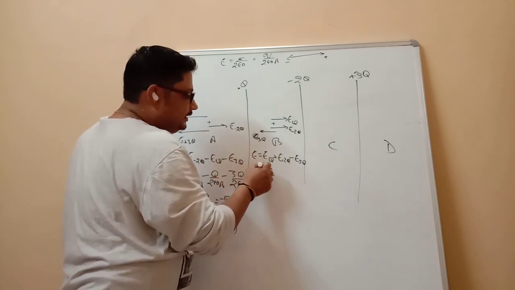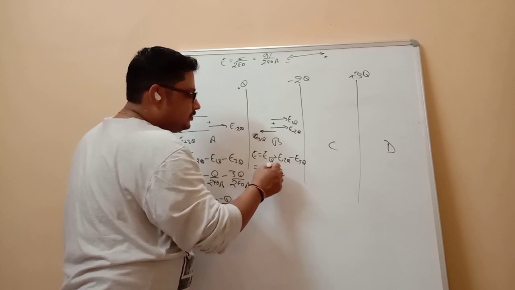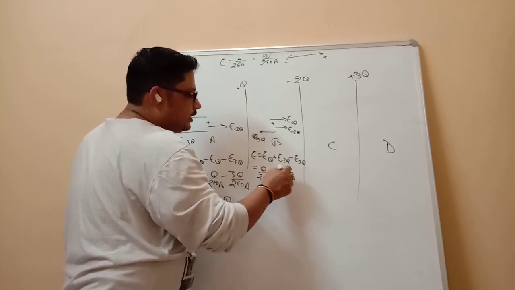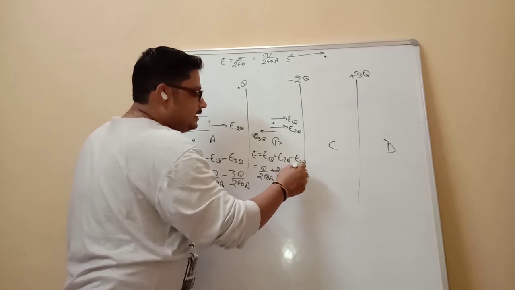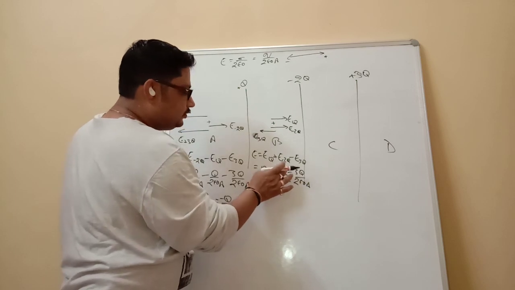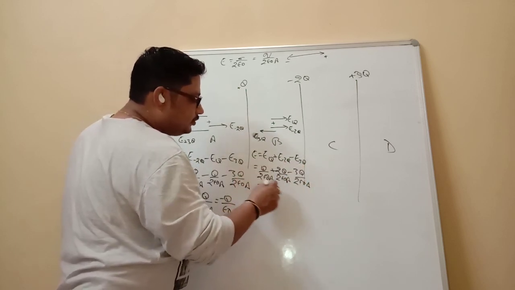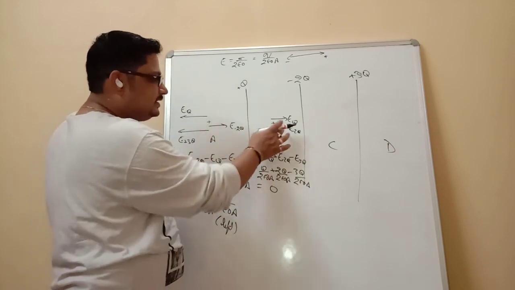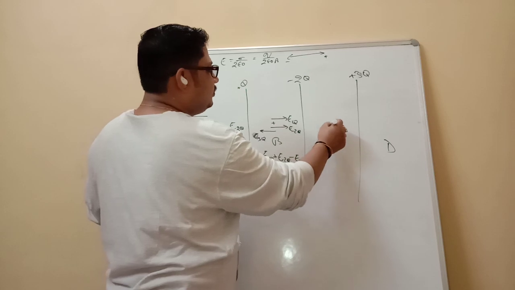Now EQ will be q upon 2 epsilon naught A, E minus 2q is plus 2q upon 2 epsilon naught A, minus 3q upon 2 epsilon naught A. Now this is q plus 2q minus 3q, which will cancel, so the net electric field will be 0 in region B.